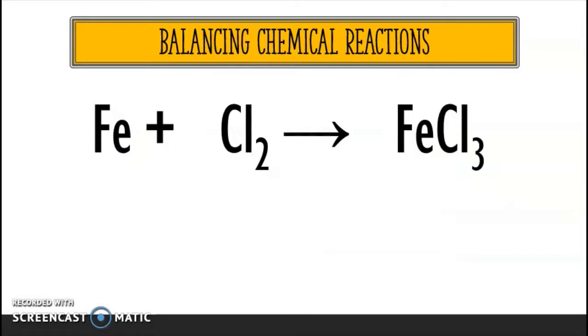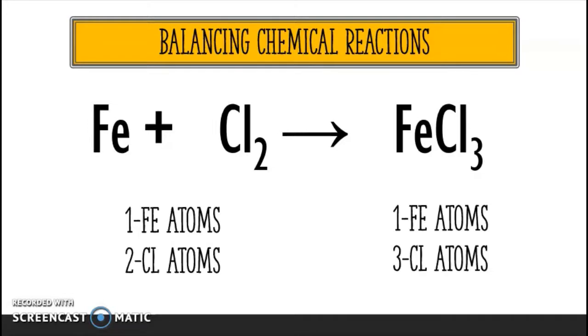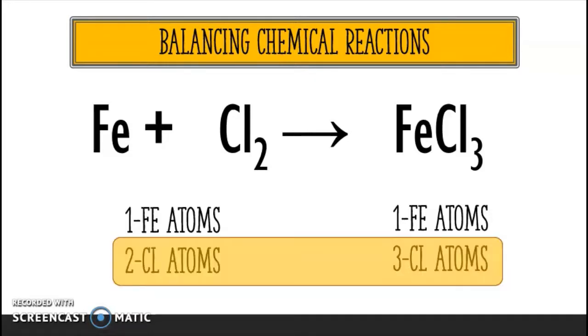Again, I'm going to start with listing the number of atoms I have on each side. So on my reactant side, I only have 1 iron atom, but I have 2 chlorine atoms. On the product side, I have 1 iron atom and 3 chlorine atoms. Let's start to try and make this even out. I notice that my issue is with my chlorine atoms. And this can be kind of confusing as to how to figure out how to even it out.